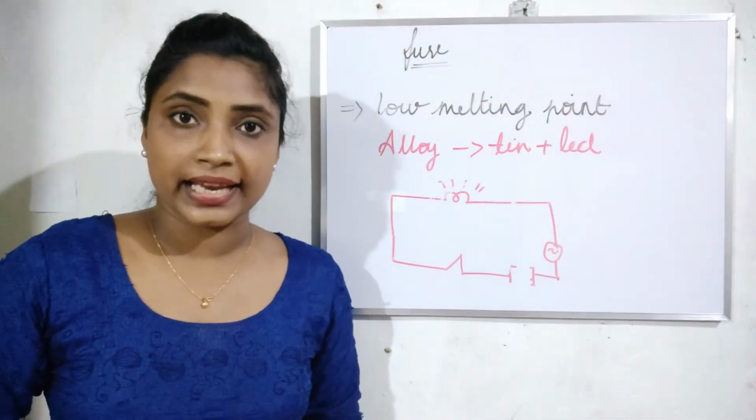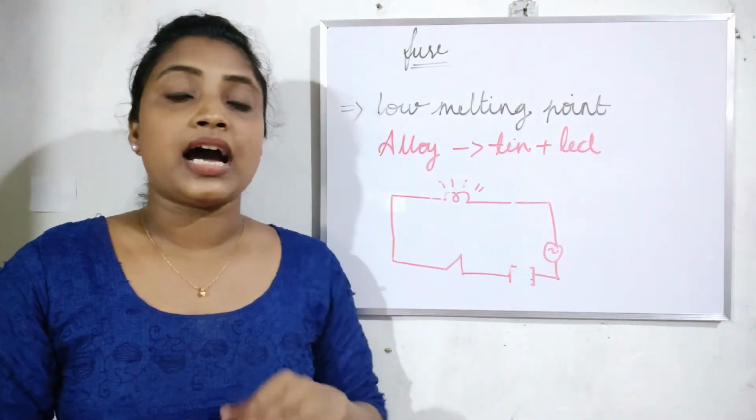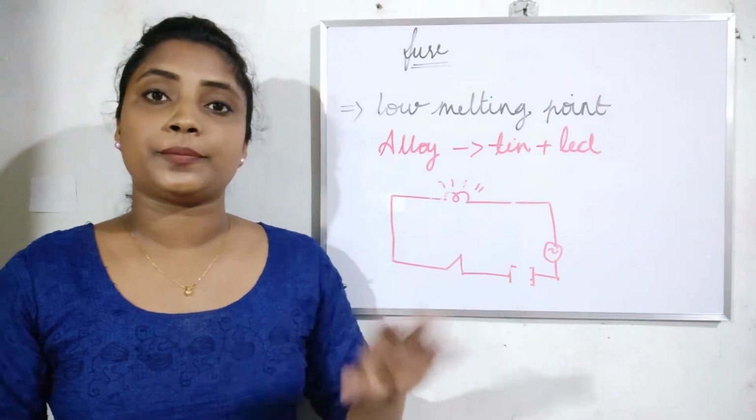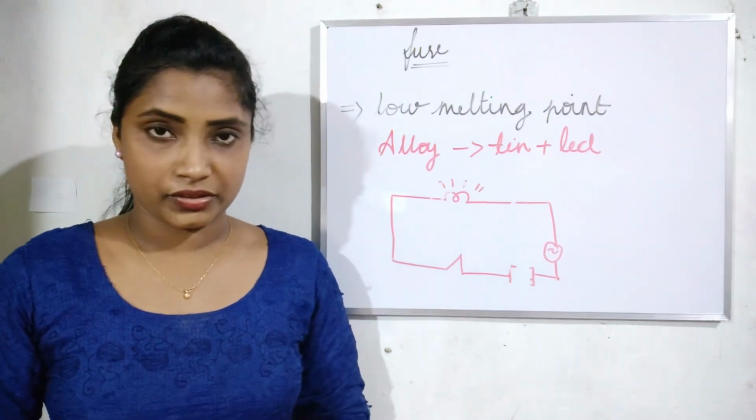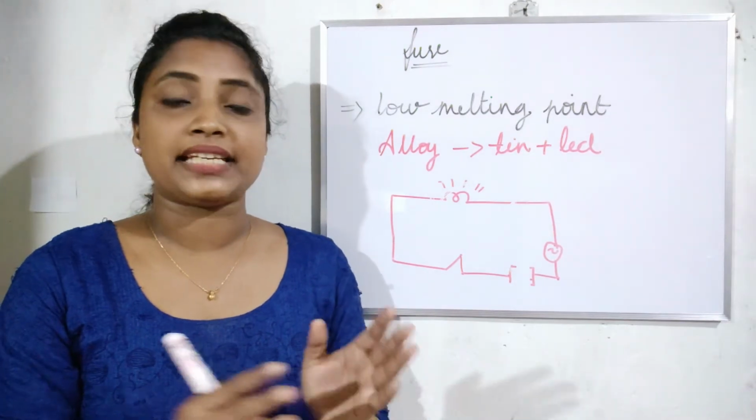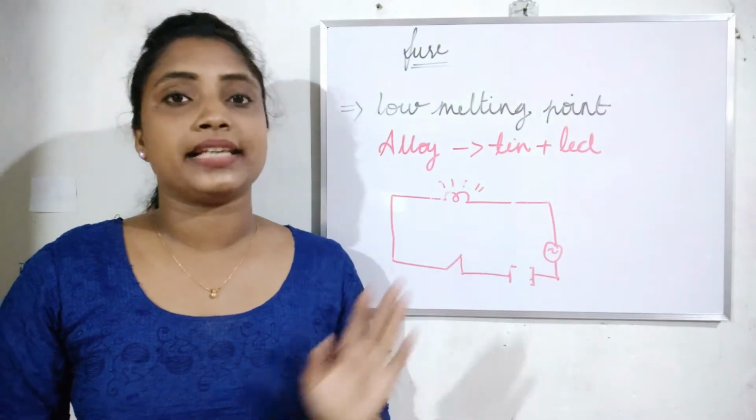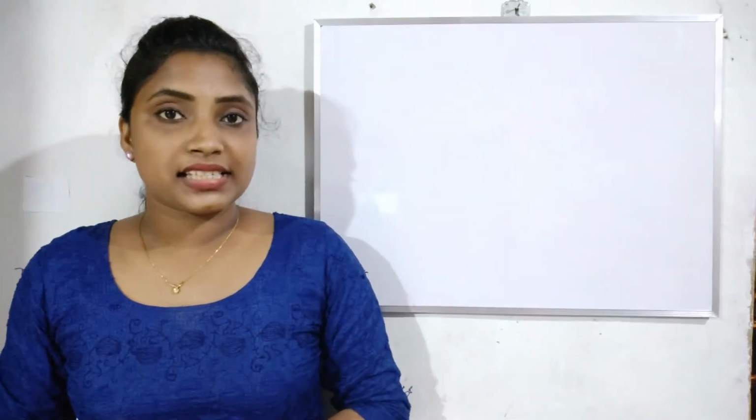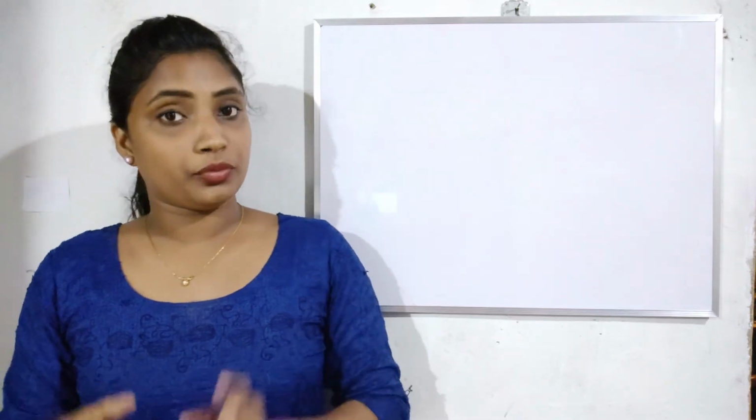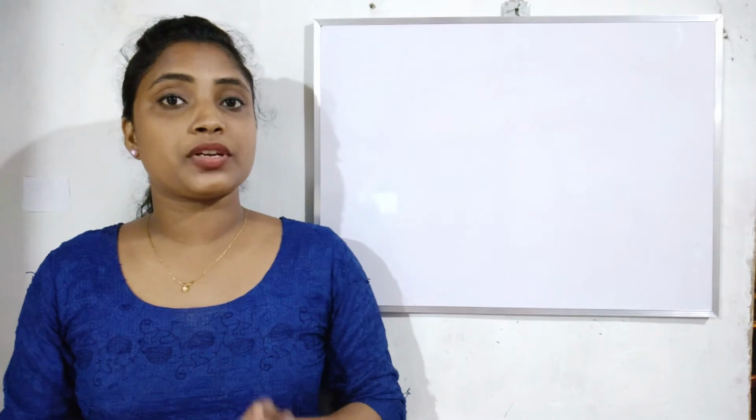So the laundry iron, the electric bulb and the fuse are the main three devices which work based on the principle of heating effect of electricity, and also the working principle of electric kettle and electric heater. Everything is the same as the laundry iron and electric bulb. As we discussed in our previous classes, electric power is the rate of doing work, or it can be defined as the rate of consumption of energy.